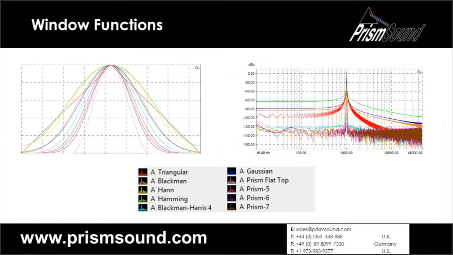We've got some examples here. On the left I've got a range of window functions, and then on the right you can see their resulting FFT plots. And you can see that what looks like a relatively small change on the actual window function itself makes quite a big difference to the FFT plot.